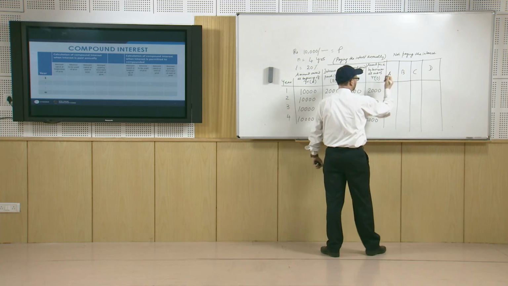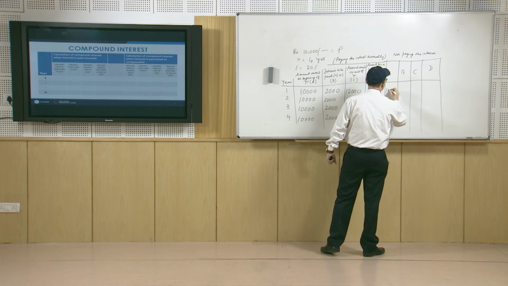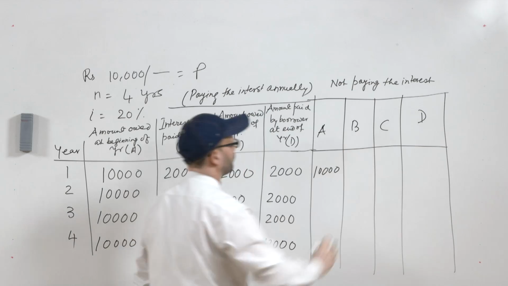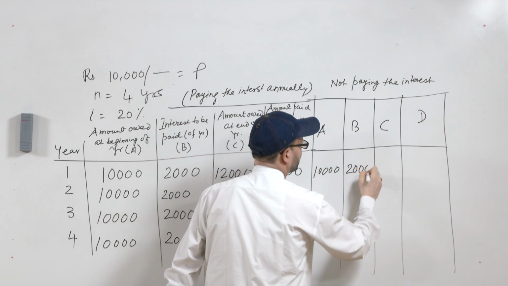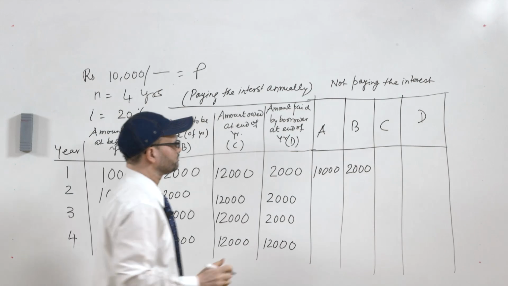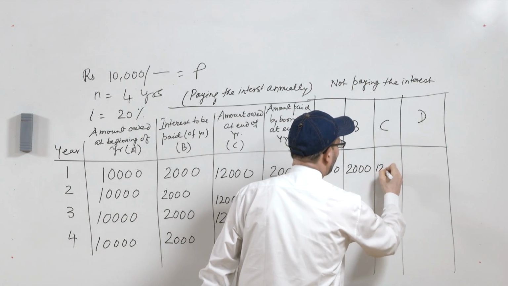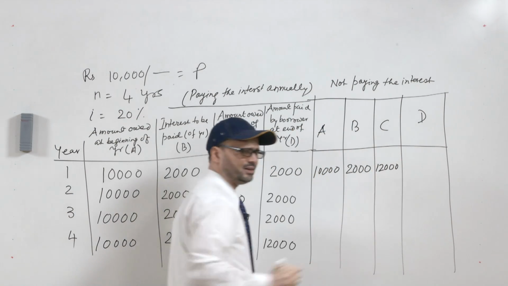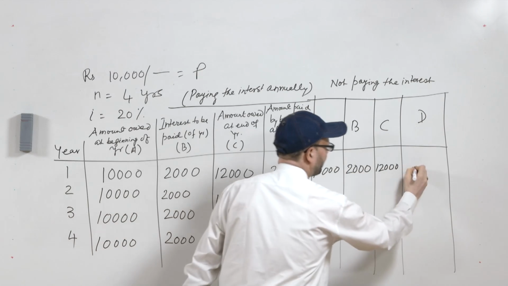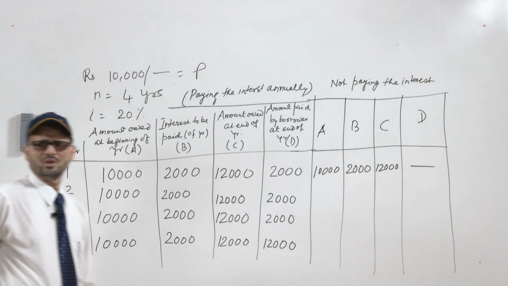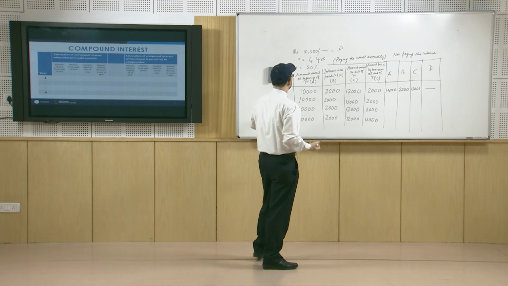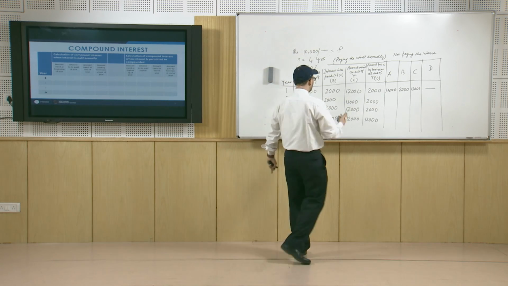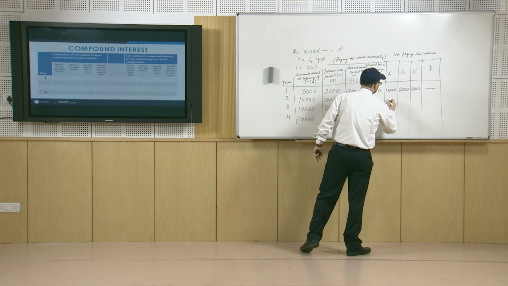So in this first case he has 10,000 rupees, 2,000 rupees is the interest generated, total amount owed at the end of first year is 12,000, but he is not paying anything. So in the beginning of the second year the amount which he is owing is 12,000.